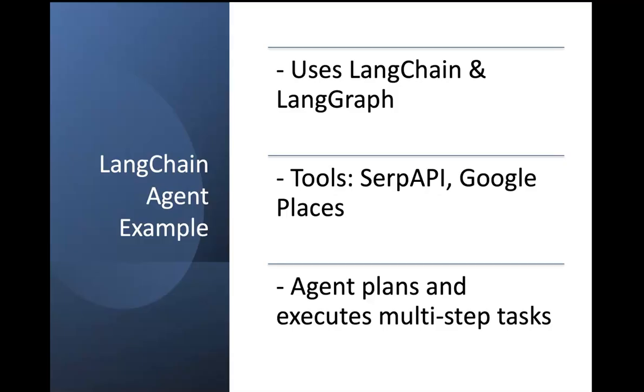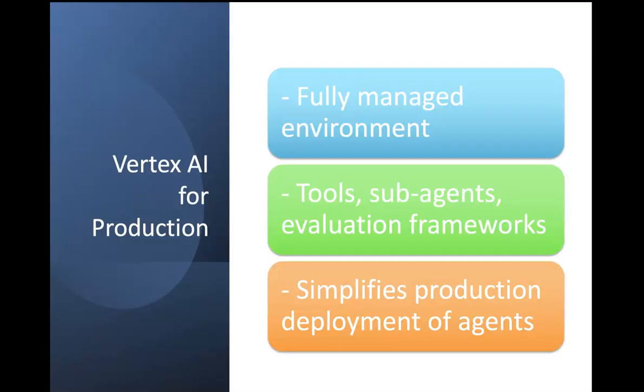There are tools like SERP API, Google, Places. All these things are different types of tools that you can use for creating these agents. And all these agents will plan and execute these multiple steps and tasks to achieve a particular goal. So that is the main example of these agents. As I told, LangChain is a very powerful library which can be used for building these agent-driven applications.